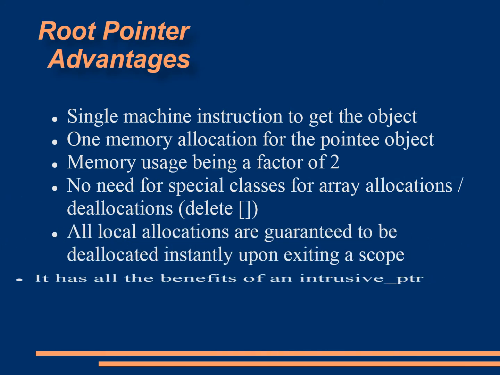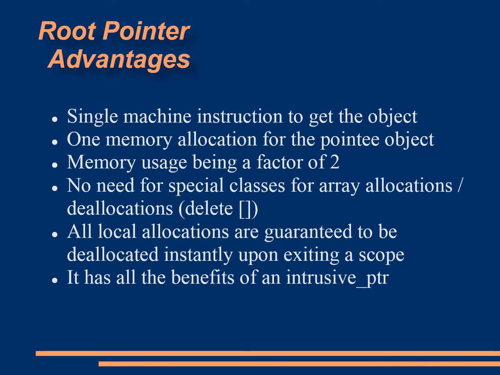Now here comes root pointer. It has the following advantages. It has only one single machine instruction to get to the object. Only one memory allocation for the pointee object is necessary. The memory usage is a factor of 2. No need for special classes for array allocations and deallocations. All local allocations are guaranteed to be deallocated instantly upon exiting a scope. And it has all the benefits of an intrusive pointer.